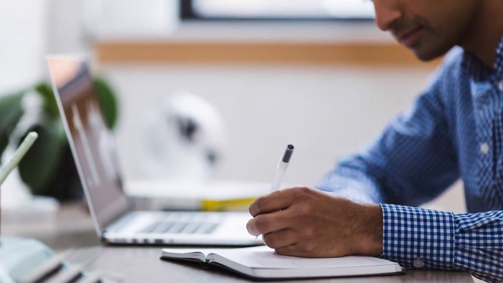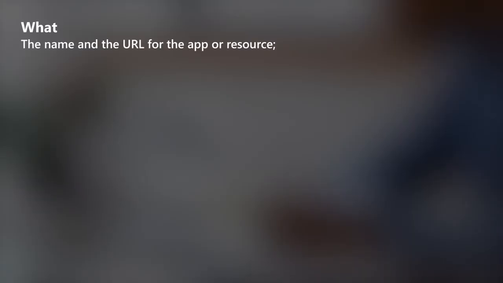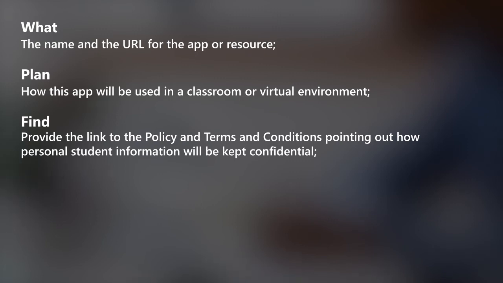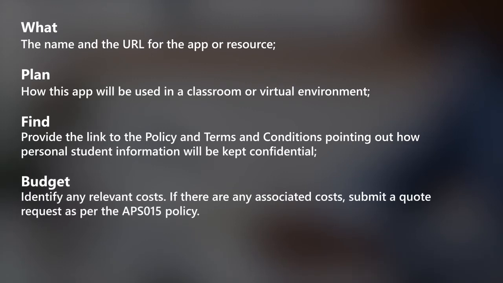Before you submit a request to review and approve a new app, gather as much information as you can about it and how it will be used. This includes: the name and the URL for the app or resource; the plan for how this app will be used in a classroom or virtual environment; the privacy policy, providing the link to the policy and terms and conditions, pointing out how personal student information will be kept confidential; and budget, identifying any relevant costs.